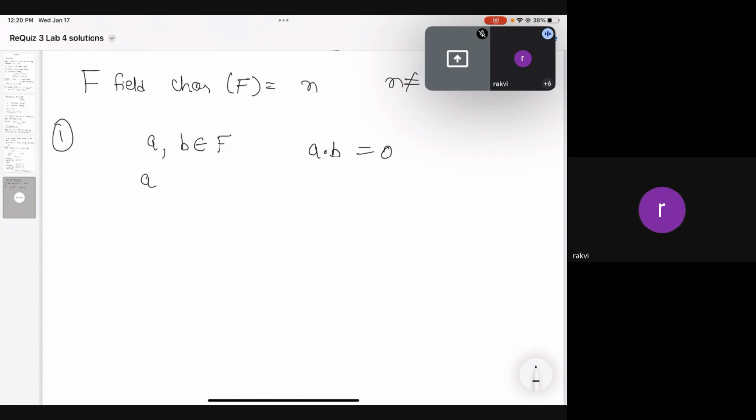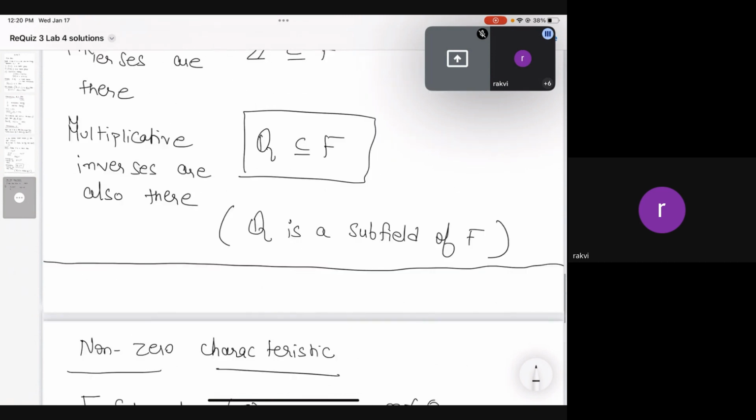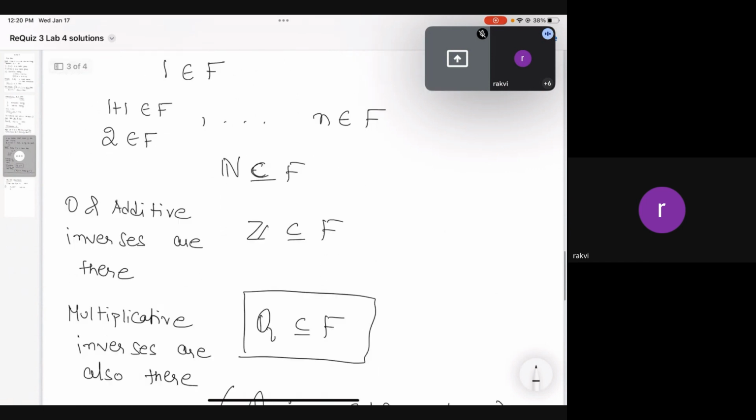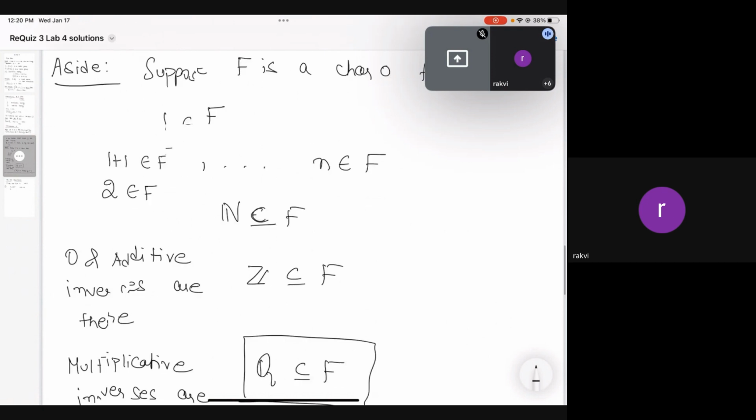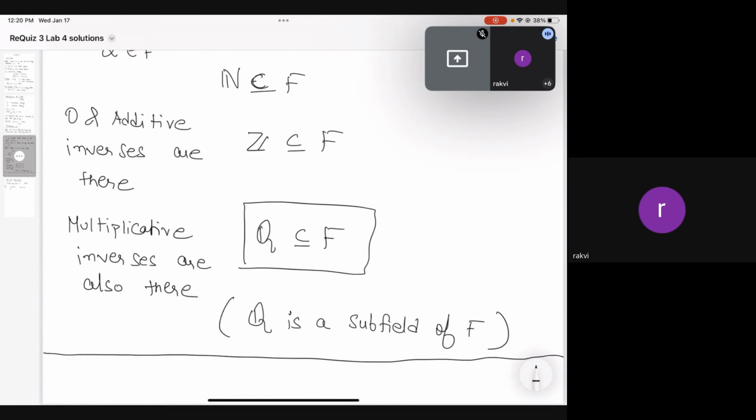There is a follow up to the previous question. Does this mean that Q is a subfield of every characteristic zero field? Yes, this is what I just discussed in the aside. If we start with any characteristic zero field, one is there. You keep adding, so you get natural numbers. You throw in additive inverses and 0, so you get integers in there. Now you include the multiplicative inverses. That's how you get Q. So every characteristic zero field has Q as a subfield. That is correct. Crystal, your answer is perfectly correct.